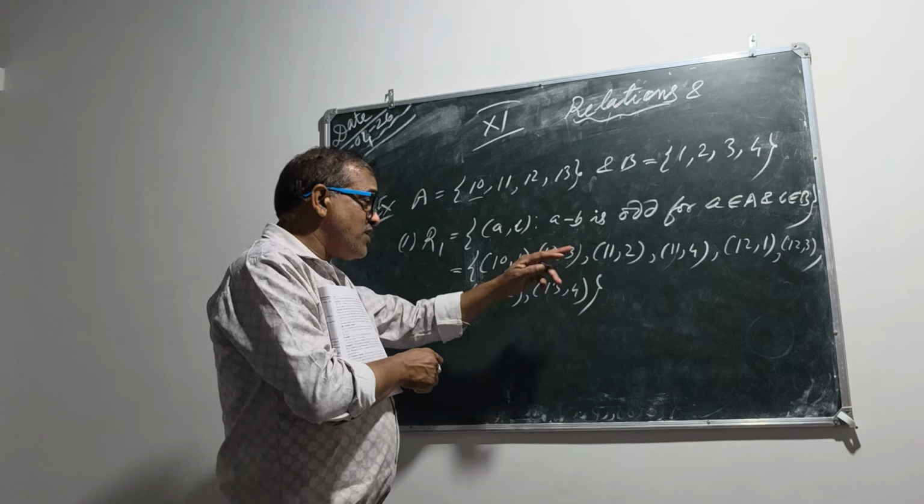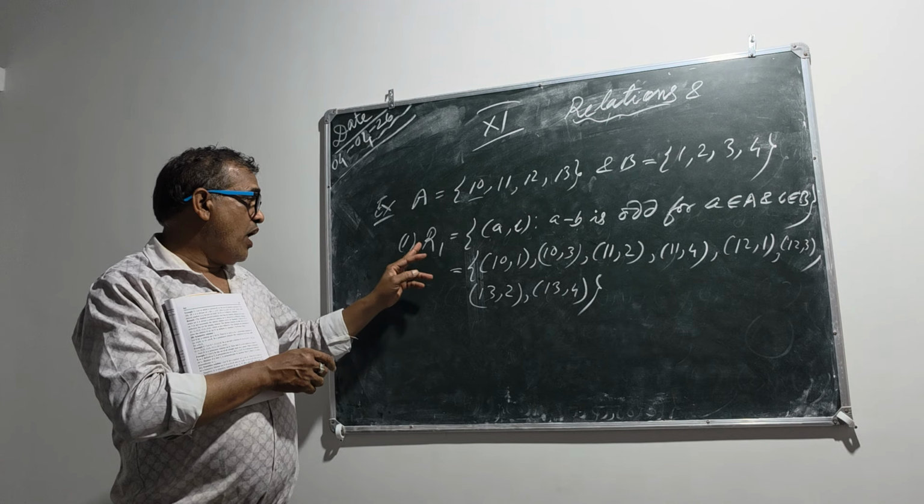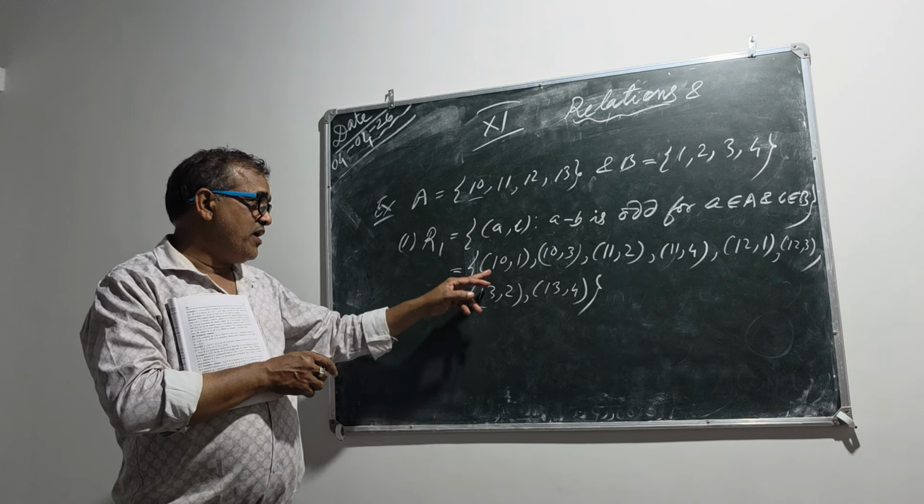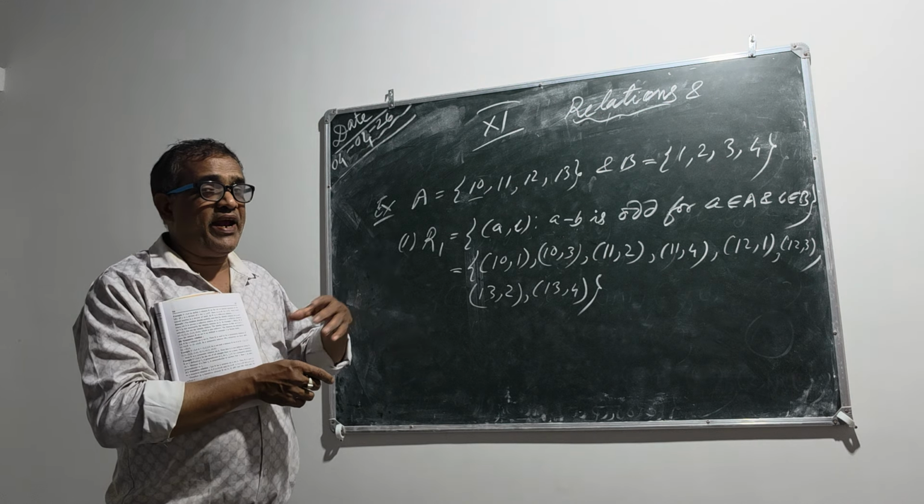So all these ordered pairs satisfy this relation. Therefore R1, as an ordered pair set, will be this one, a relation from A to B.